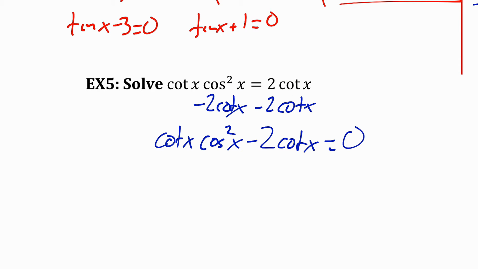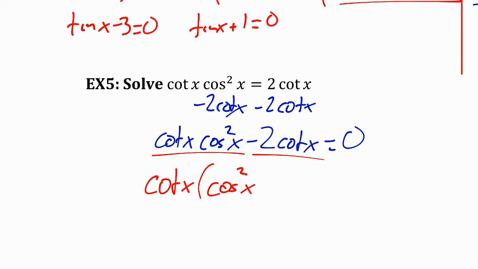Folks, let's factor out. You'll notice in both of those pieces, we got really two pieces. We got this first piece, cotangent times cosine squared. We got negative 2 times the cotangent. Let's factor out a cotangent from both. And when we factor out a cotangent from that first group, we're left with cosine squared of x. When you factor it out from the other one, you're left with negative 2. And we're going to set that equal to 0.